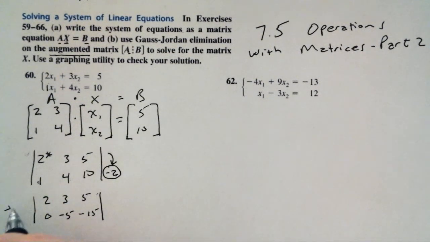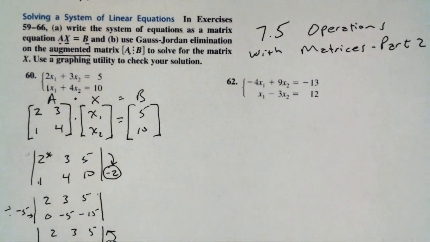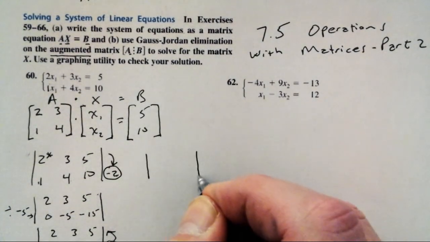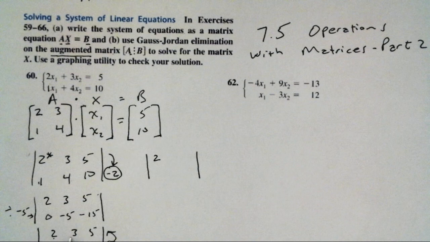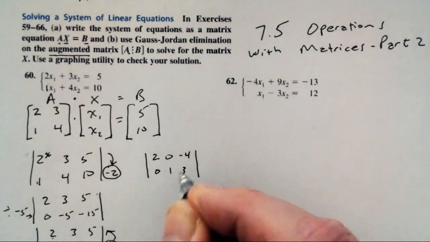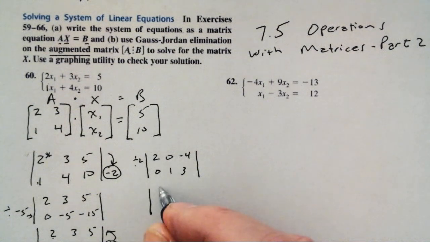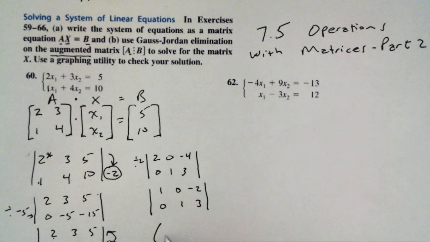I'm going to divide this row by -5, so we get 2, 3, 5, 0, 1, 3. Next hitman, multiply this row by -3 and send it up. Touching, we get 0 and 2, -3 and 3, -9 and 5, -4, 0, 1, 3. Divide this row by 2, and we've got 1, 0, -2, 0, 1, 3, for an x, y ordered pair solution of -2, 3.